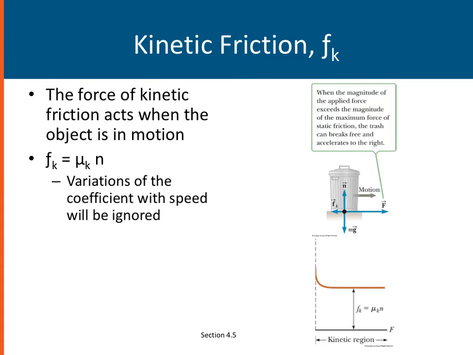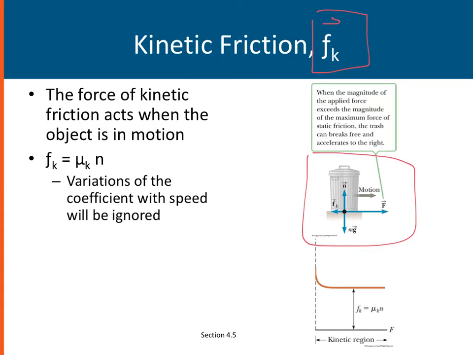Once an object is in motion and is in contact with a surface, there is also friction going on, but this friction is called kinetic friction, and we use little f sub k to signify kinetic friction. So say we're trying to push this trash can over here on the right. Once we apply a force big enough that it exceeds static friction, then the trash can breaks free and starts to accelerate in the direction of the applied force.